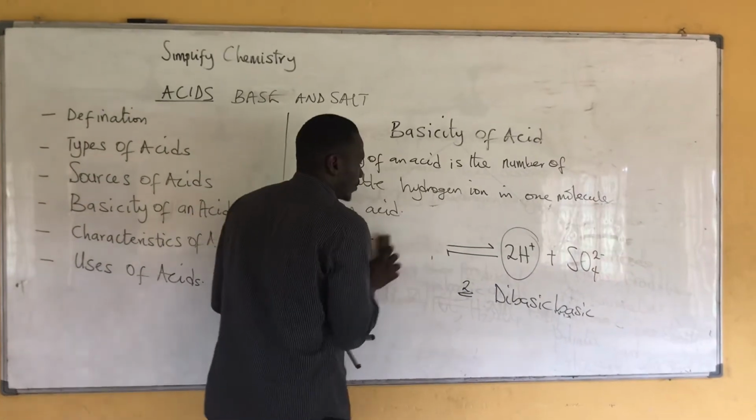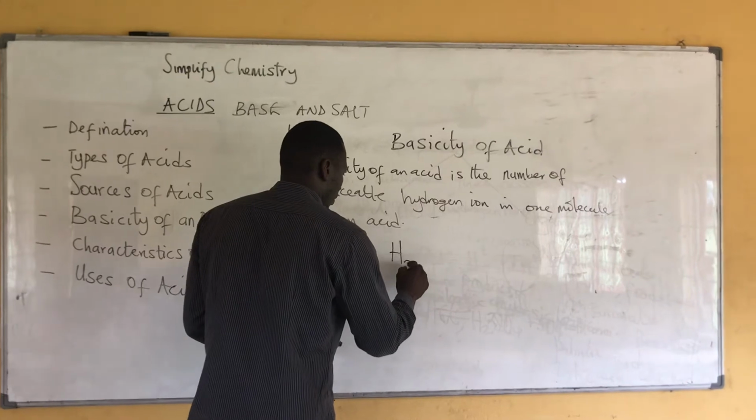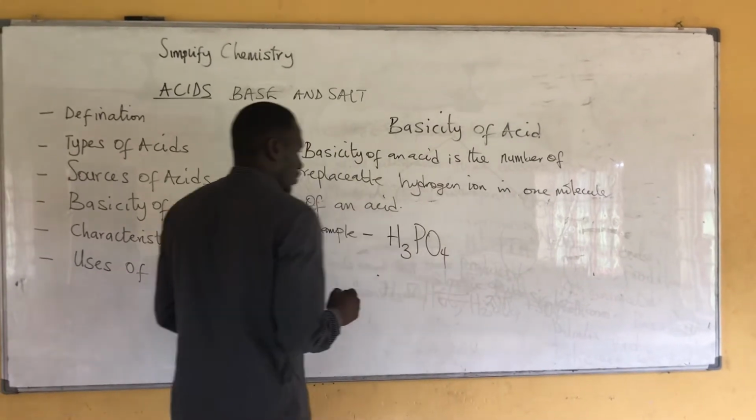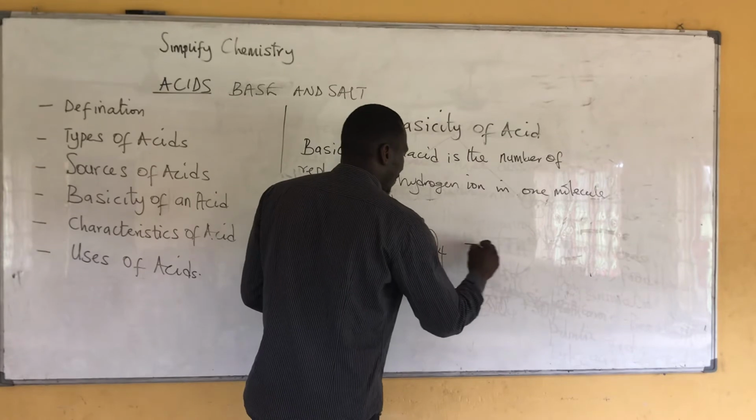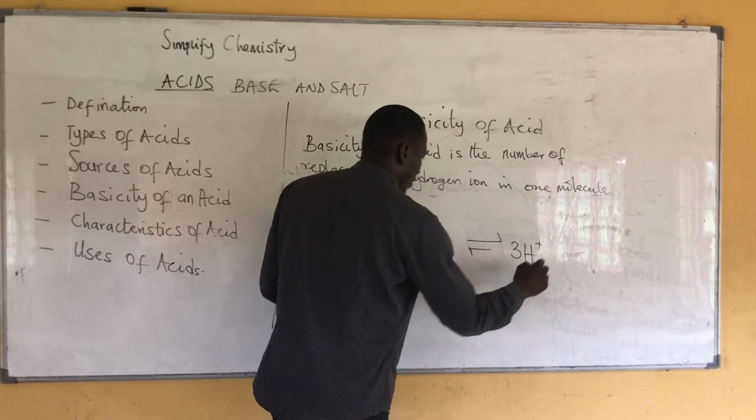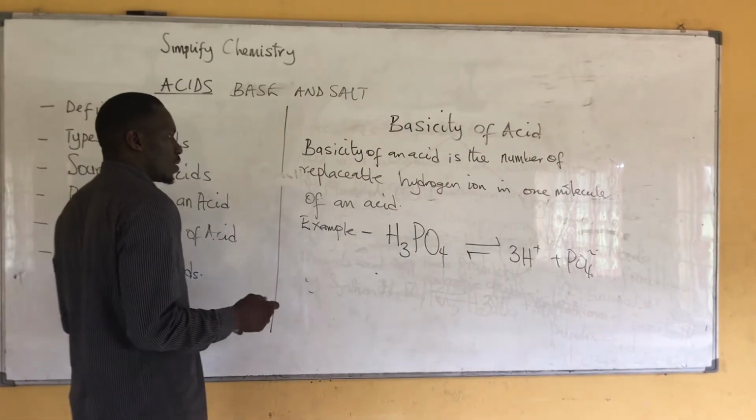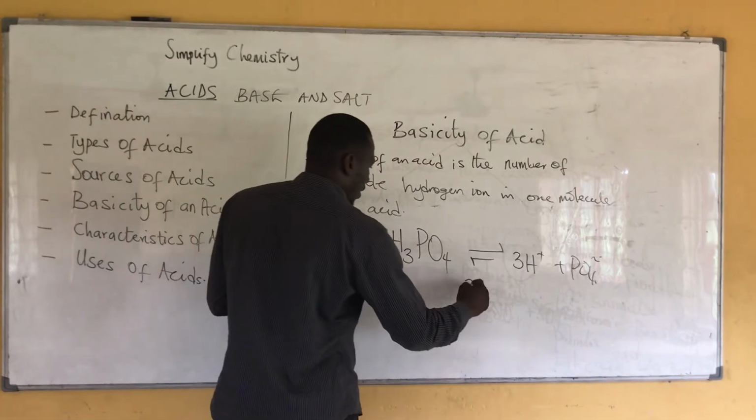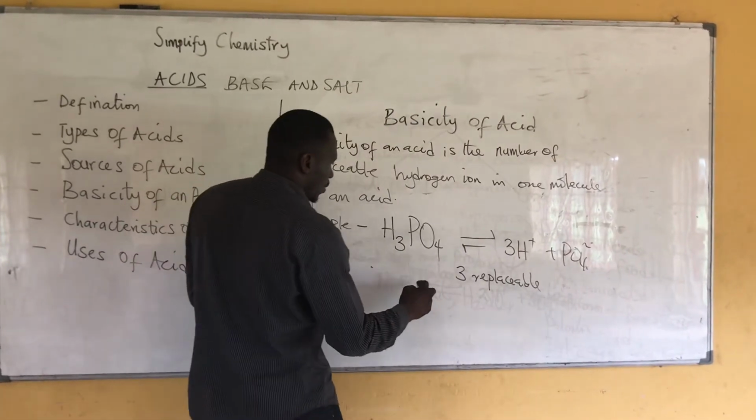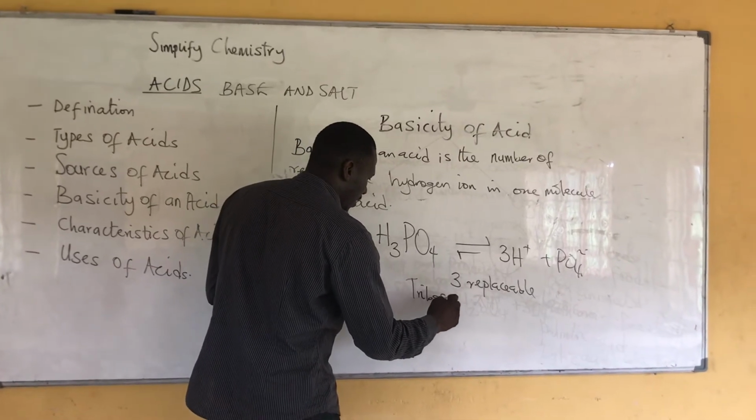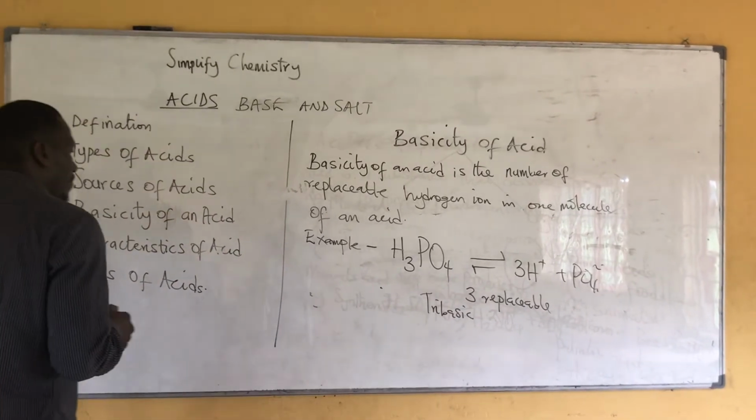Let's see another example. In this, we have a compound that has 3 replaceable hydrogen ion. So this is a what? A tribasic acid.